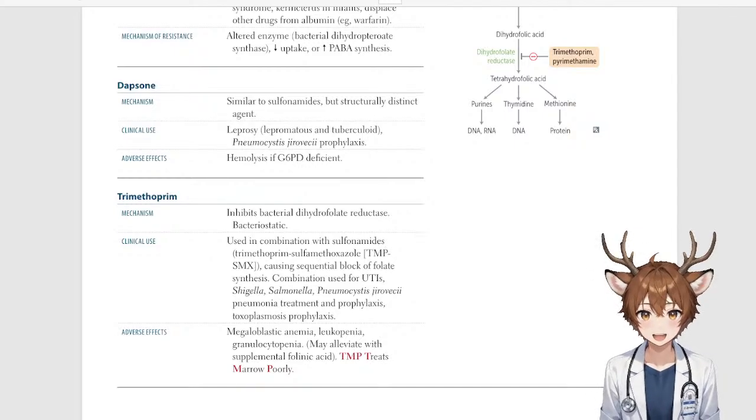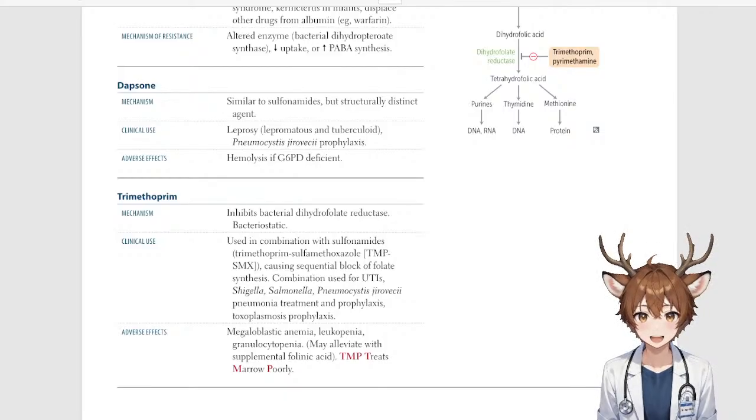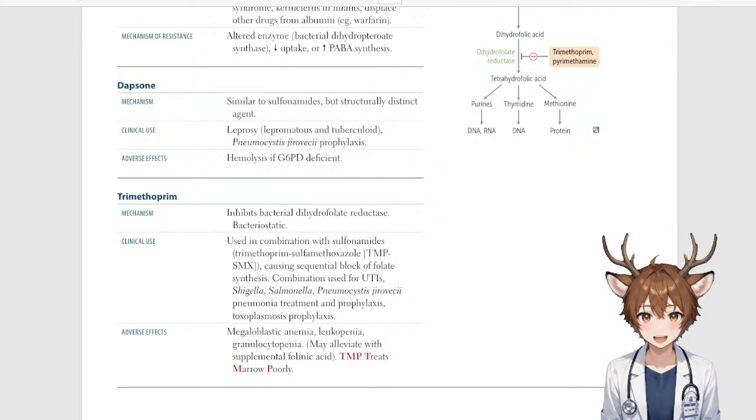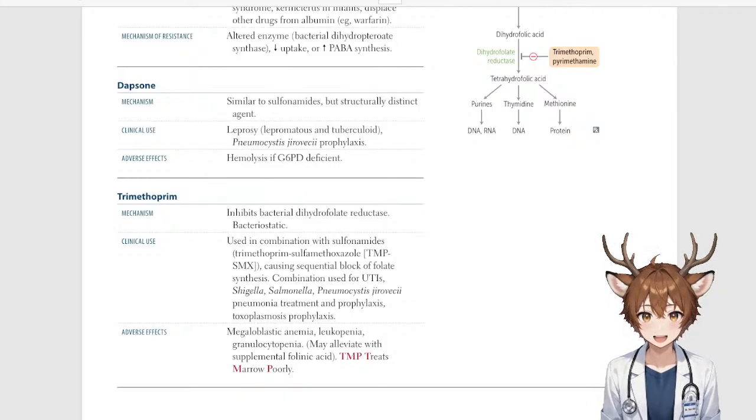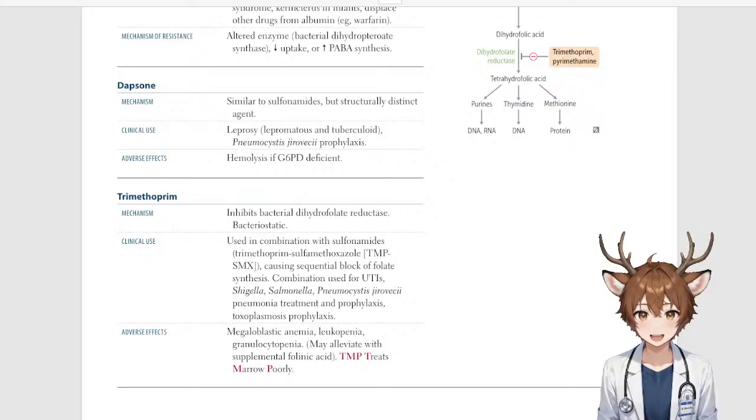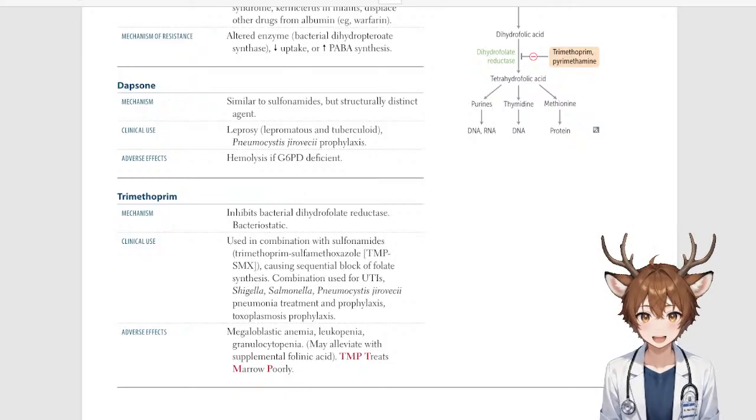TMP treats marrow poorly, yeah. Because, again, it's basically acting as a sort of anti-DNA production, anti-RNA production. And so obviously you want to use that if you have bacteria that are trying to reproduce, right? But if you yourself have to make cells to produce things, it can cause problems for you.